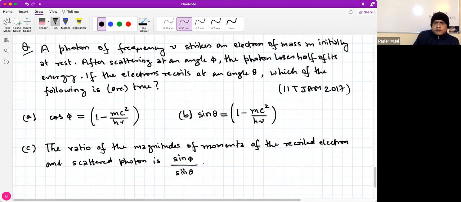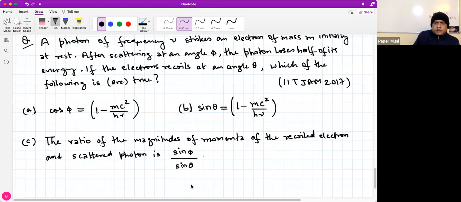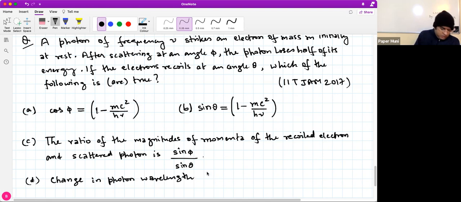Let me scroll it a little bit up. Now option d: the change in photon wavelength is h by mc times 1 minus 2 cos phi.